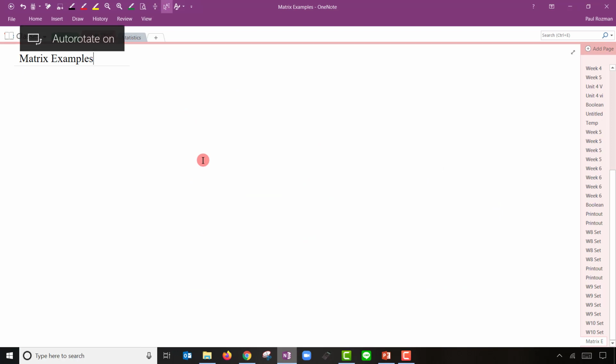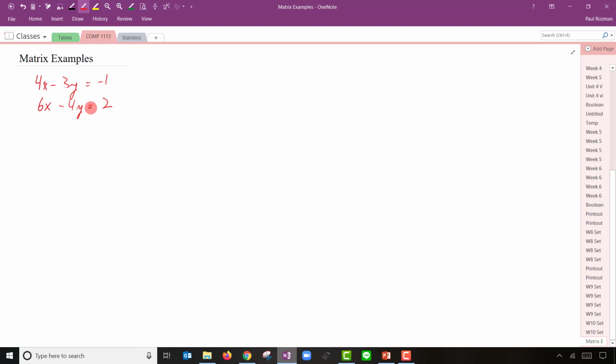I'll write it out. Remember our equations. We had 4x minus 3y equals -1, and 6x minus 4y equals 2. And we're going to put that into a matrix. So the first equation goes 4, minus 3, minus 1. And the second equation is 6, minus 4, 2.